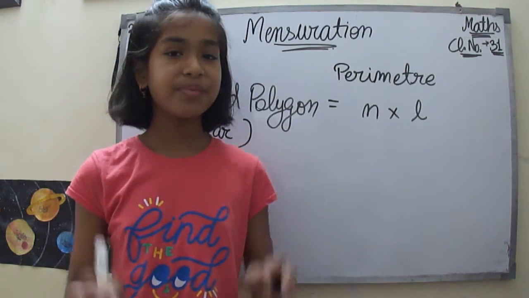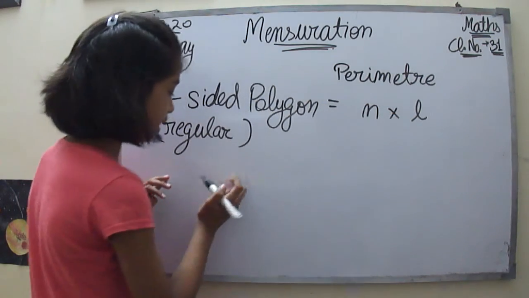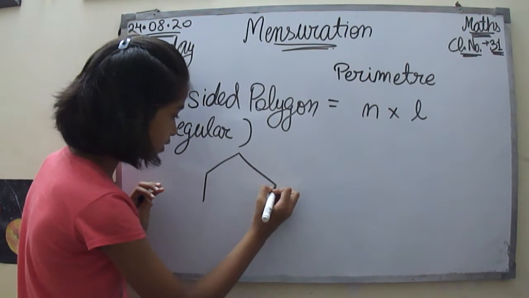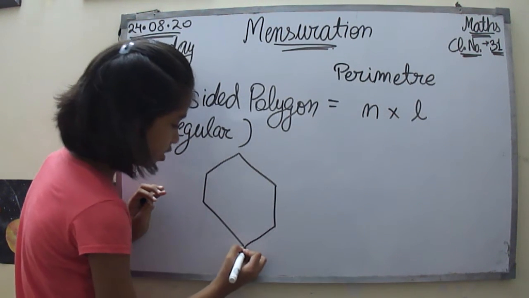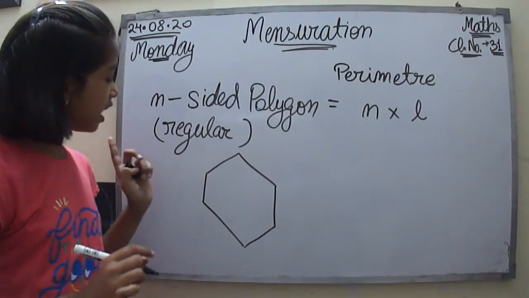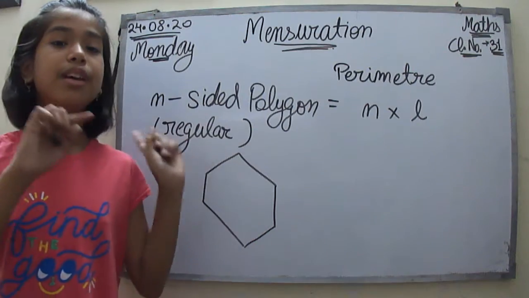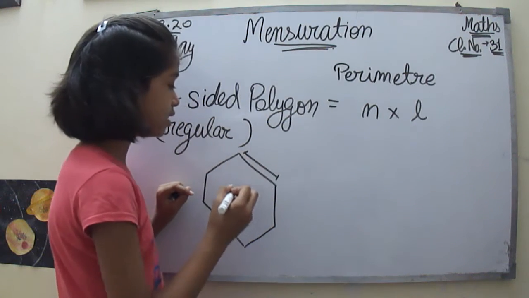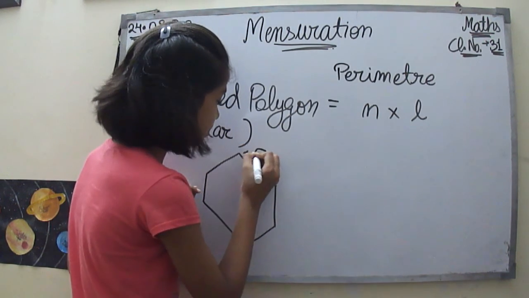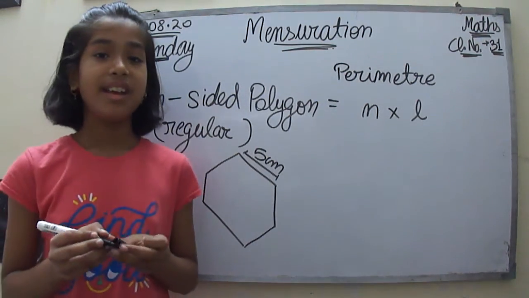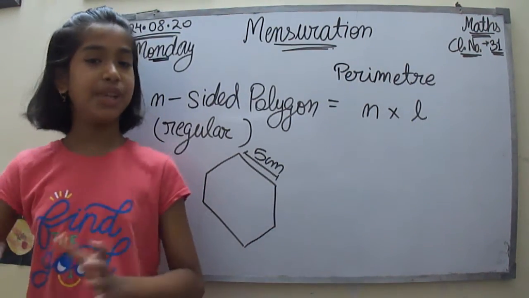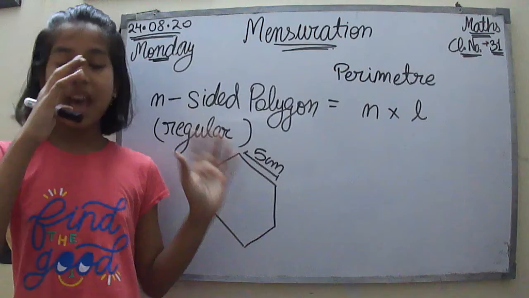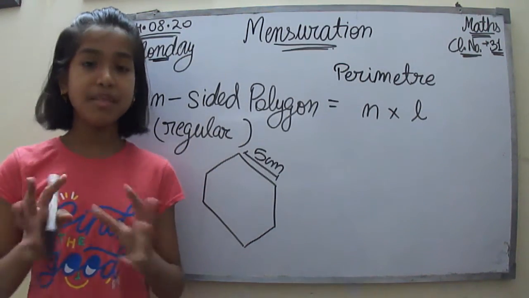Why have we taken it like this? That's because, let's take any polygon. Let's say that there is a hexagon, and it is a regular polygon, and let's say the length of one side is 5 centimeters. Now, how will you calculate the perimeter? Simply you will do 5 into 6, which is 30. So we can say that it has a perimeter of 30 centimeters.